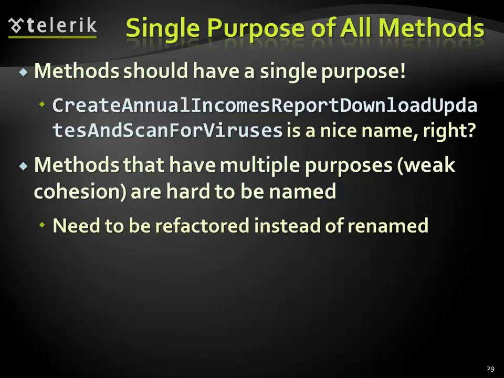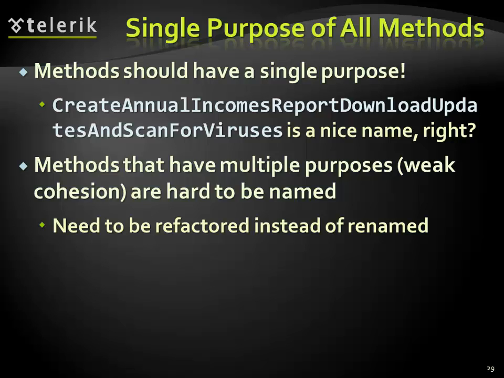So methods that have multiple purposes are hard to name, and when a method has multiple purposes, we say that it has weak cohesion, so it's not cohesive enough. They need to be refactored rather than being renamed.